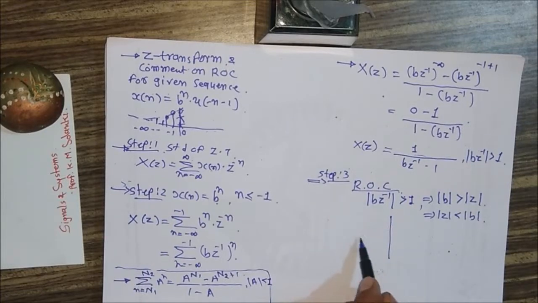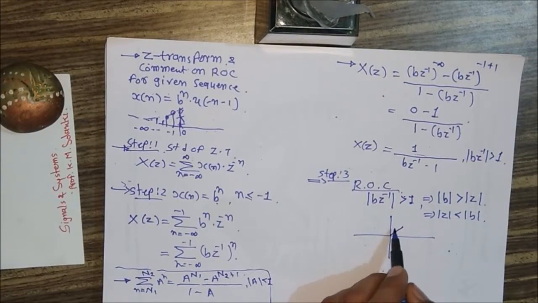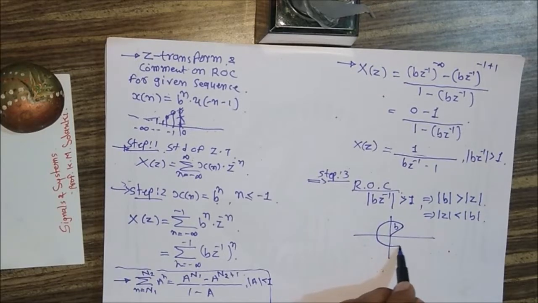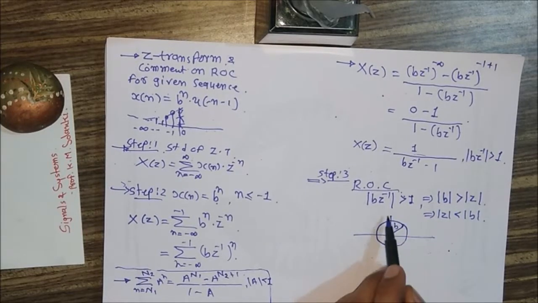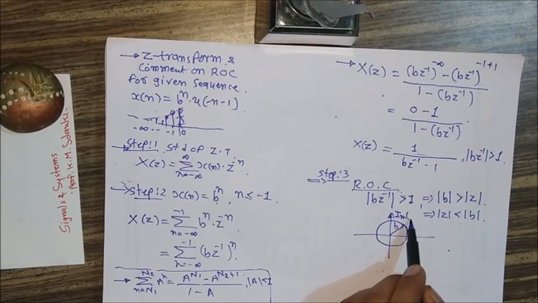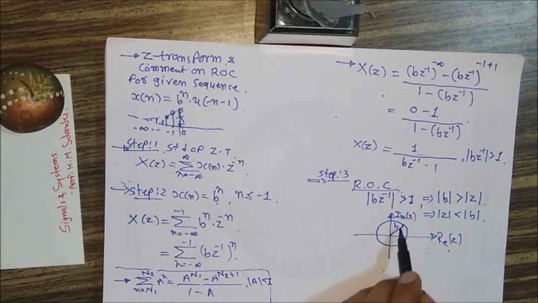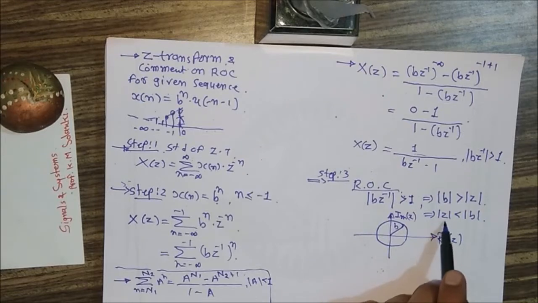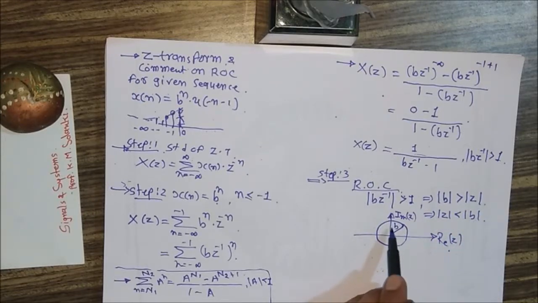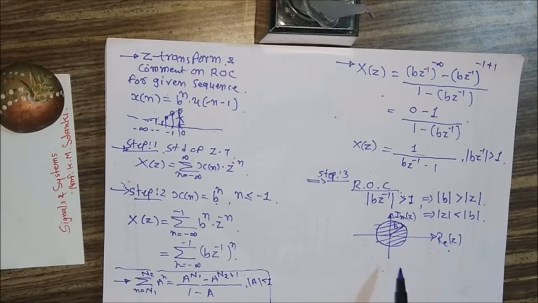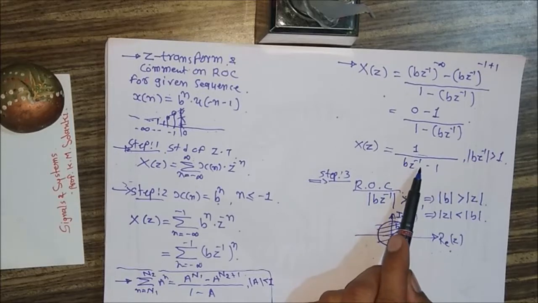So to plot this ROC, we will first consider the radius b circle, and the condition is less than. So to consider the lesser part in the z plane, less means the inner side of the circle. So these are the real part and imaginary part of z, and all the set of z values which are less than the radius b. So these are the inner part of the circle of radius b. So this shaded region becomes the region of convergence for the given X of z, 1 upon bz inverse minus 1.